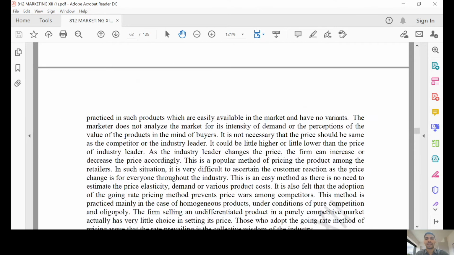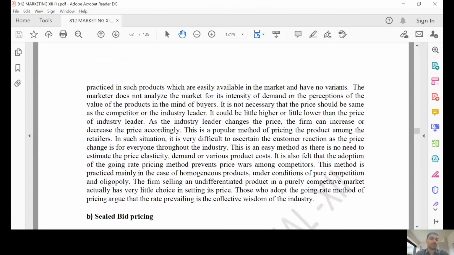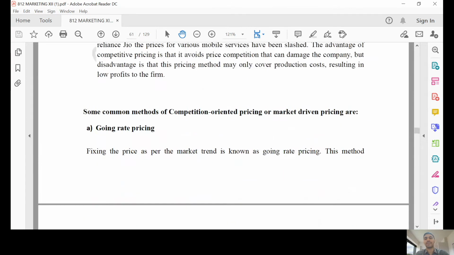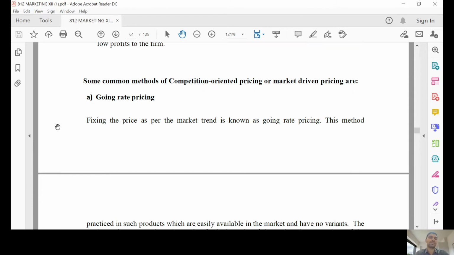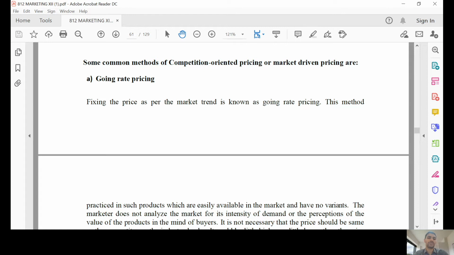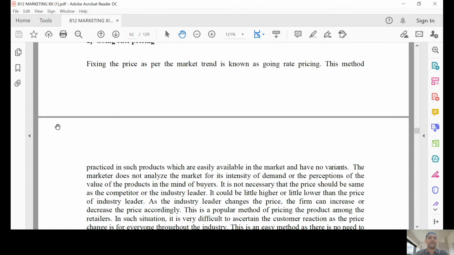There will be a market leader and others will follow them, and the market leader will set the price. Suppose in the cement industry, ACC Cement may be the market leader, for example. In that case, if the ACC is fixing 400 rupees per sack of cement, others will also fix that price. There may be small variation, 10 rupee less, 10 rupee more, etc. That is going rate pricing.